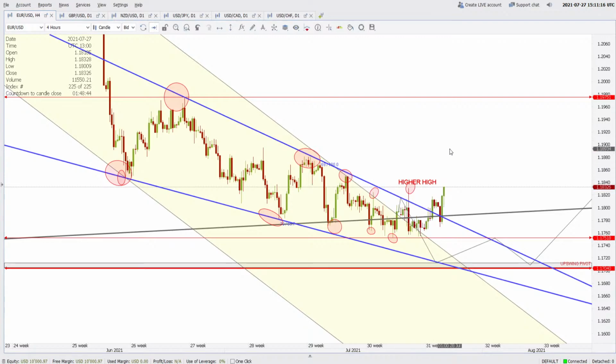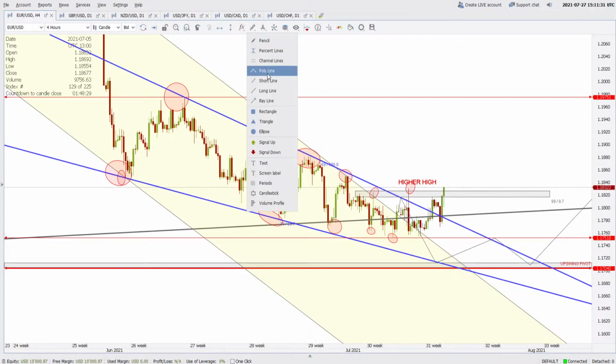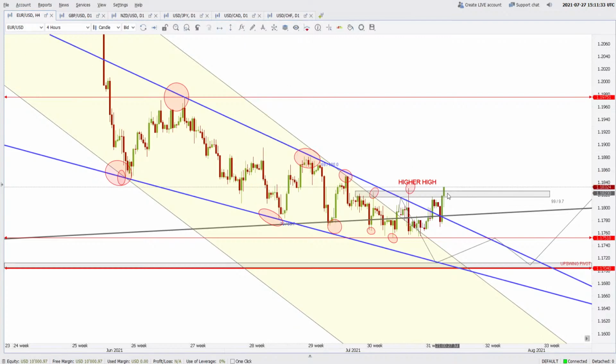It may go all the way up. So now once the higher high is made, we need the price to come back to retrace this resistance zone here, this small zone here, or maybe all the way down to this falling wedge and then go back to the 1.1975 region. I hope you got the idea.